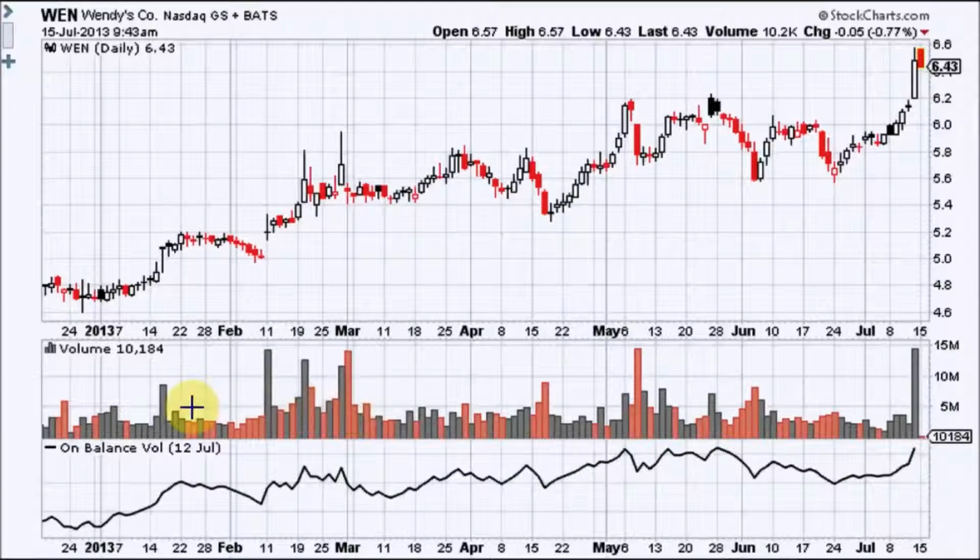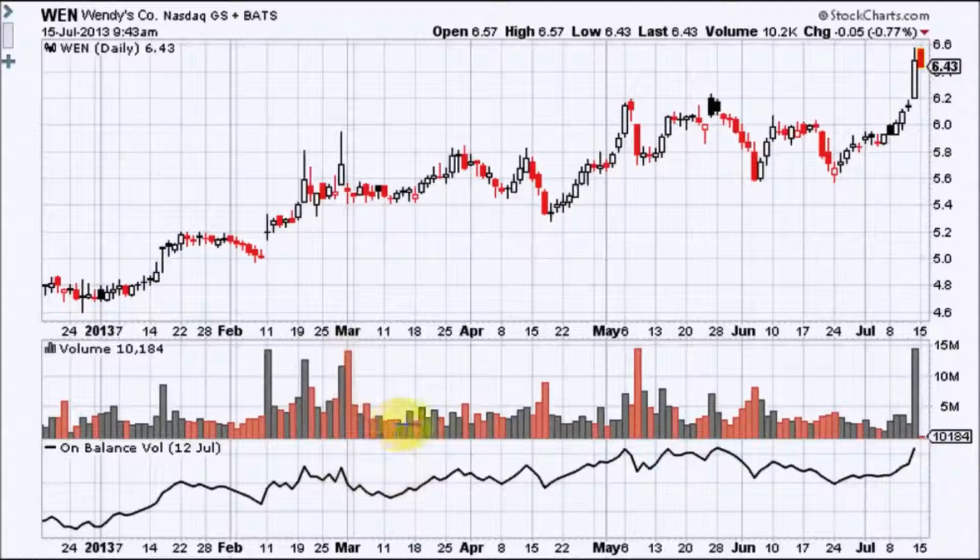Now, take for example, there are 5 red volume days here. OBV goes down. Then there's a big green volume spike. OBV goes up. Another big green volume spike, and it goes up to new highs. As it breaks out to new highs, it goes up again. And then wham, there's the big red profit-taking volume, and it falls hard.